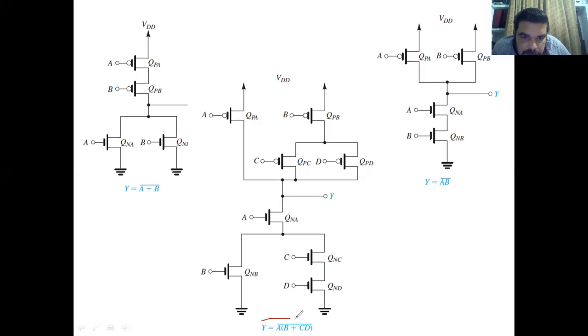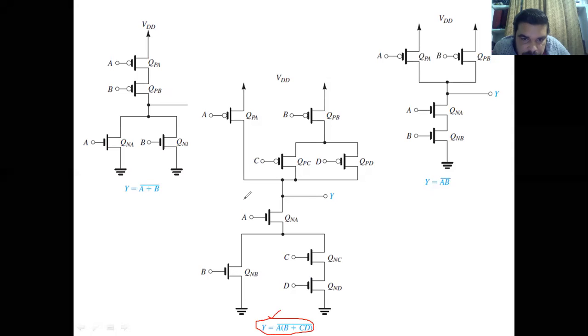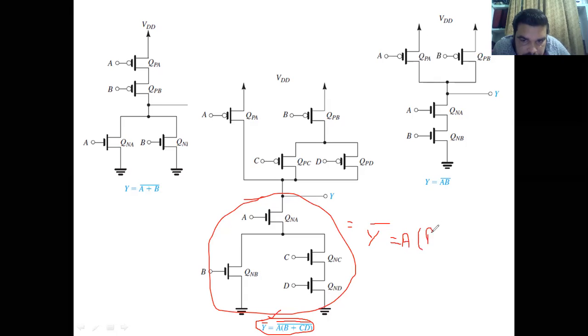So let's take another example. In order to design this circuit, first you need to draw the pull down network. How will you draw it? First you need to convert this logic in the form y bar equal to inputs. So you need to take the complements of both sides. If you take the complement of both sides, that will be y bar equal to a bracket b plus cd.